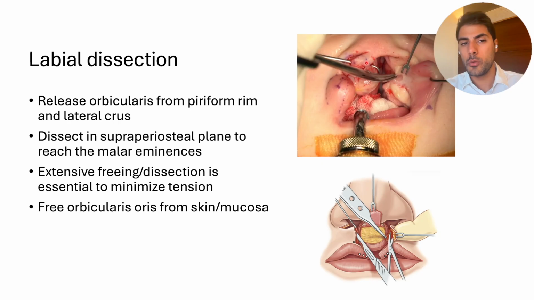And now we're done with the prolabium. As for the labial dissection, just as with the unilateral cleft lip, we dissect extensively. We reach first the piriform aperture. We free the orbicularis muscle from the aperture, and we free it from the lateral crus. We also do an extensive freeing, we can go up to the malar or up to the infraorbital region. We free the tissue because once we want to close and approximate both sides, we want them to be tension free.